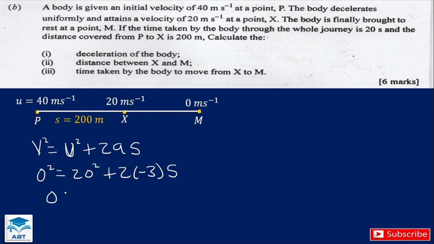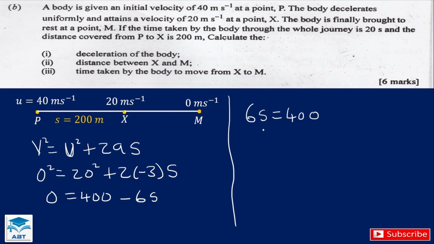0 squared is 0, and 20 squared is 400. 2 times negative 3 is negative 6 times the distance. And let's bring negative 6 to the left hand side of the equation to be positive 6 times the distance is equal to 400. Let's divide both sides by 6.